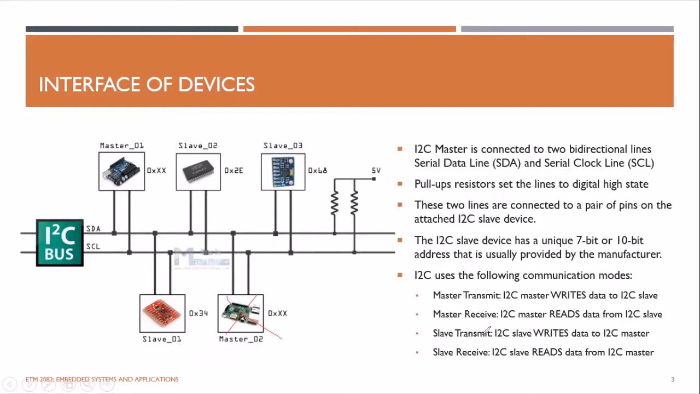The other way is slave transmit, which means the slave has the possibility of writing values to the master. The final one is slave receive, where the slave receives data from the master. The slave can request data from the master: please give me some data. That is called slave receive. And sometimes, if a data packet is sampled and ready, the slave can transmit that data back to the master. That is called slave transmit. So those are the 4 ways of communicating between the master and the slave.